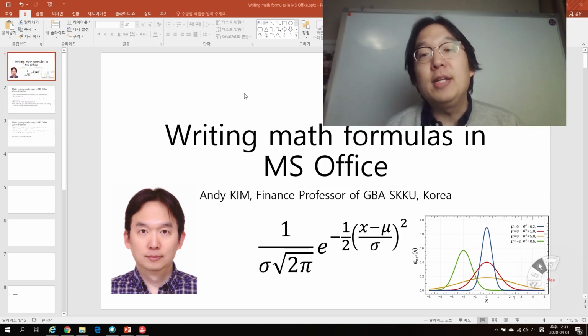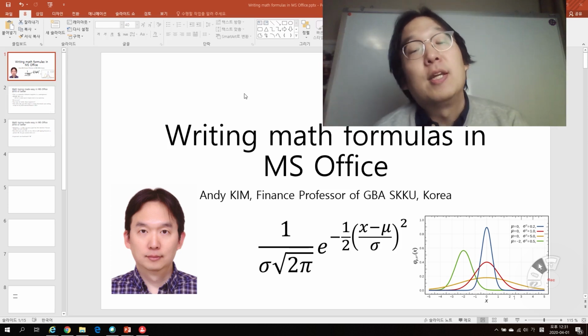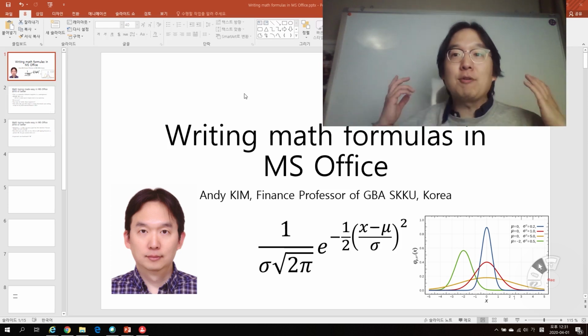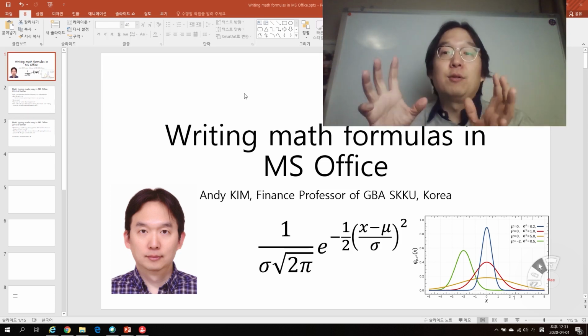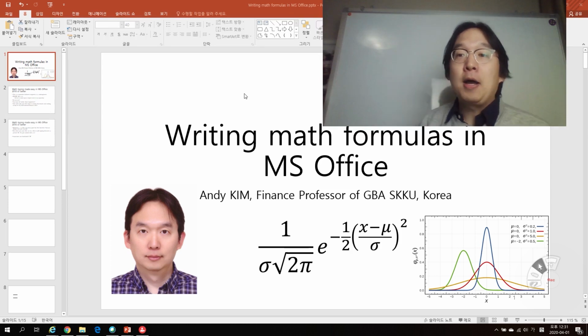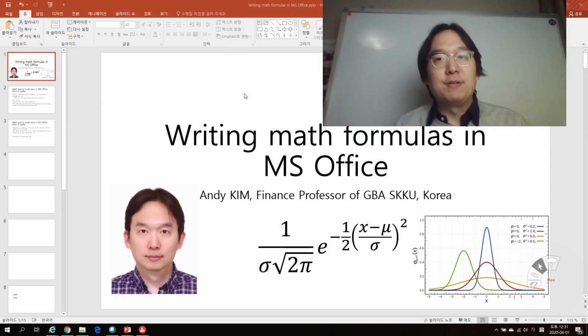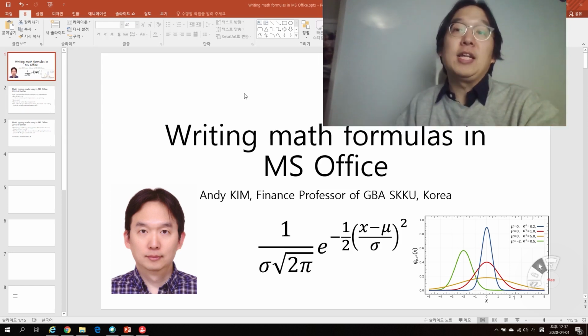But there is a very convenient function in Word or PowerPoint or overall Office after the 2010 version. Before 2010, it was virtually impossible. It was just inserting those symbols, a very tedious way of doing it. But right now, it's much better. So DOCX format or PPTX format allows you to write those formulas in a very easy way.